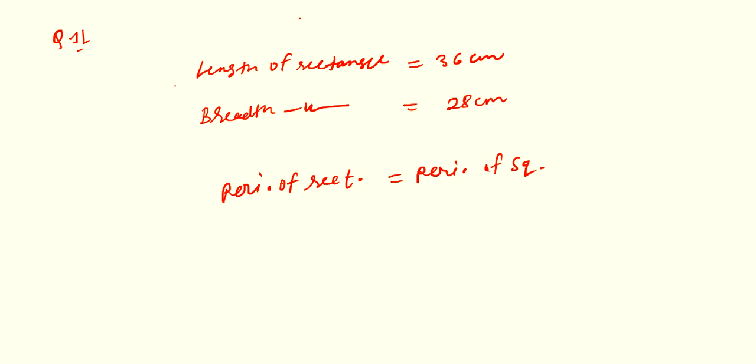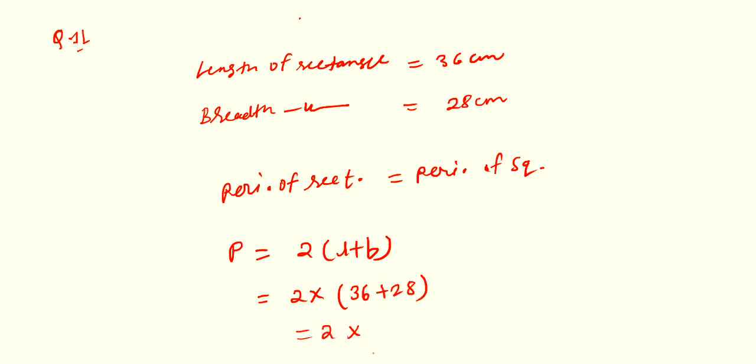So first we have a rectangle, so we will find the perimeter of the rectangle. Perimeter of rectangle, as you know, is 2 in bracket L plus B. L is your length 36, breadth 28. So 2 into 36 plus 28, 64. Then 2 into 64, 128. So the perimeter of the rectangle is 128 centimeter.